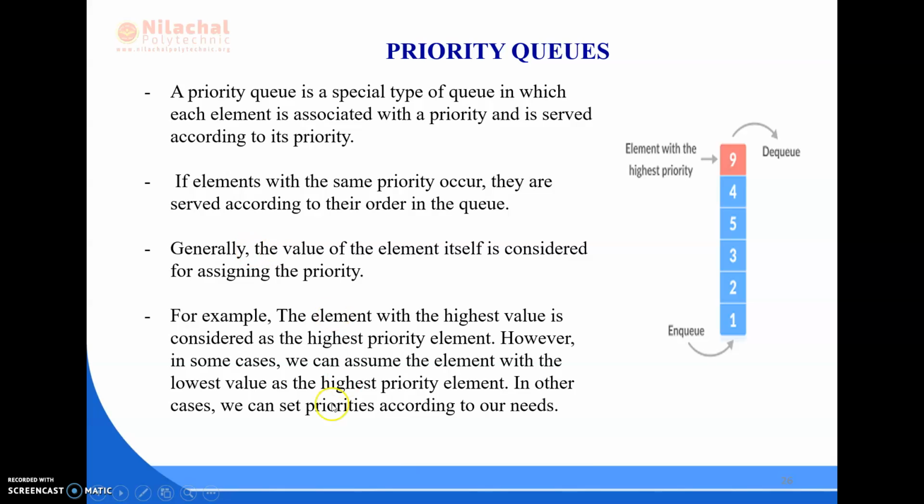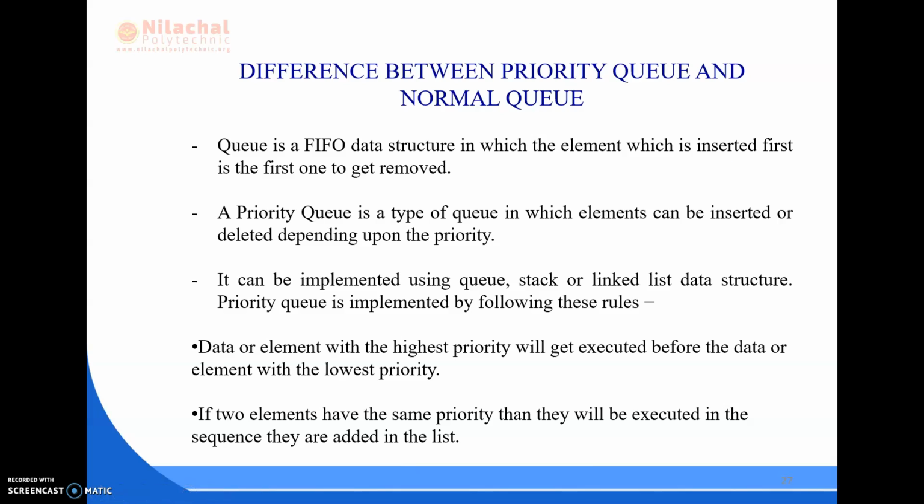So here, the queue is set in ascending order, in which the element with highest priority is 9. Now, the difference between priority queue and normal queue. The queue is a FIFO data structure in which the element which is inserted first is first to be removed. A priority queue is a type of queue in which elements can be inserted or deleted depending upon its priority. It can be implemented using queue, stack, or linked list data structure.